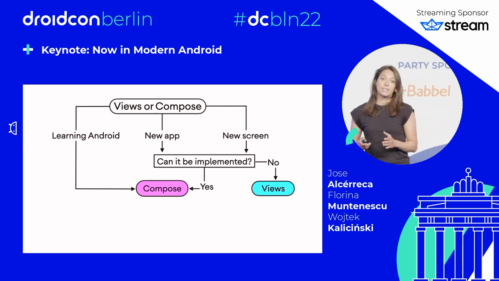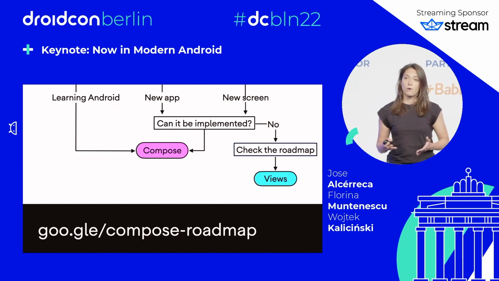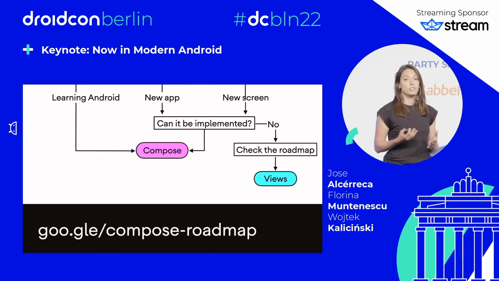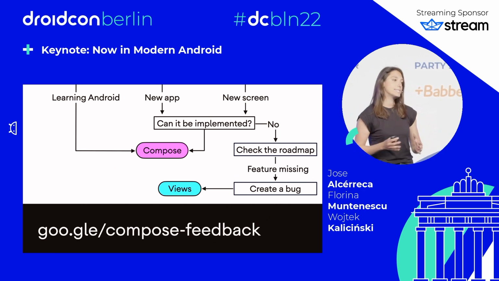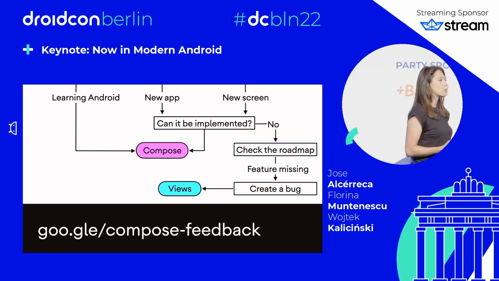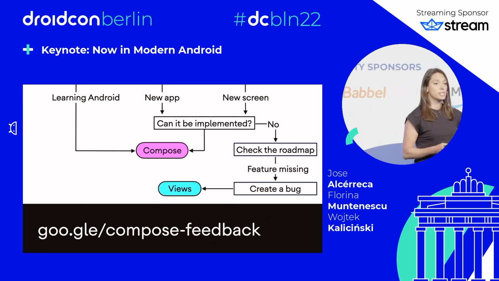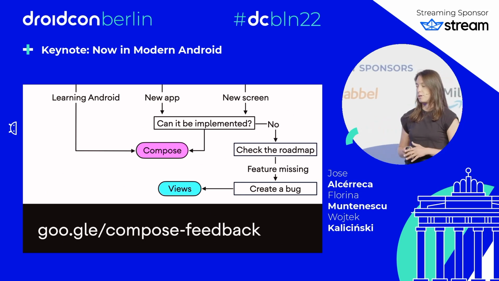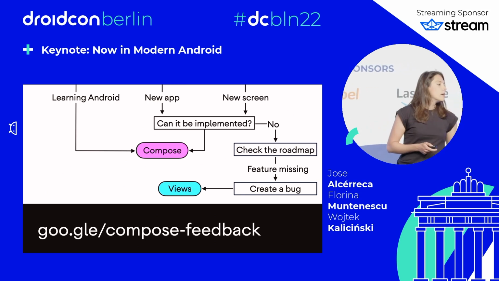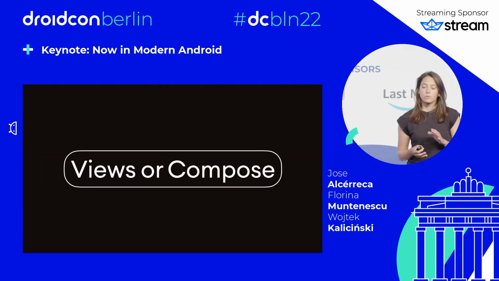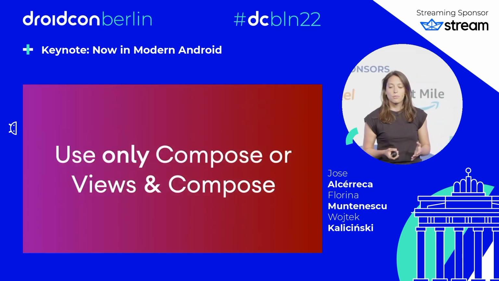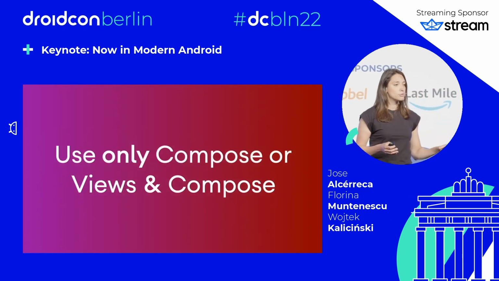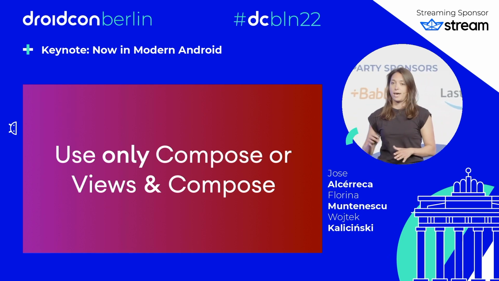But what I think would be even better is to check out the roadmap. See whether the feature that you want to use is there or not. And then if it's not, please create a bug. We want to make sure that whatever was possible with Views is also now possible with Compose. So then, it's not really, should I use Views or should I use Compose, but rather, should I use only Compose, or should I use Views and Compose?